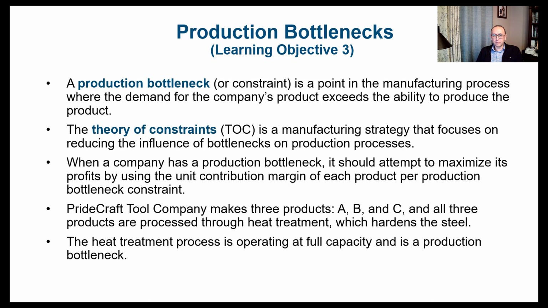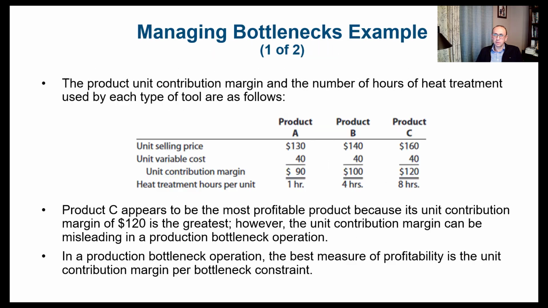So we have this company called Craft Tool. It makes three products, product A and B and C. And all three products are processed through heat treatment, which hardens the steel. Okay, so the heat treatment is needed to harden the steel used in producing these products. The heat treatment process is operating at full capacity and is a production bottleneck. So the product unit contribution margin and the number of hours of heat treatment used by each type of tool are as follows. So we have for product A, product B, and product C.